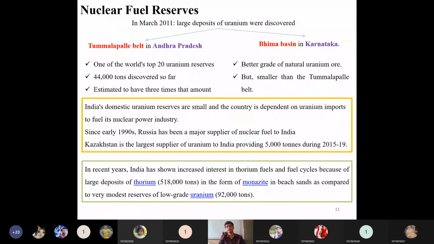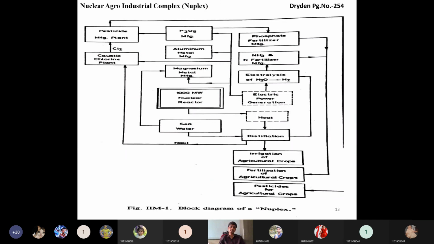We have large thorium reserves, but the research is still very basic. We have to advance much more. People need to be aware of the advantages of nuclear energy. But we have to look at the disasters also, and we have to control them. Okay, this is what we have for today.